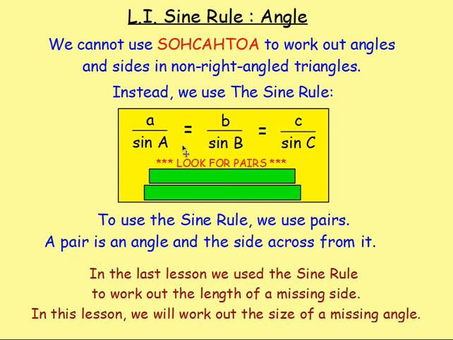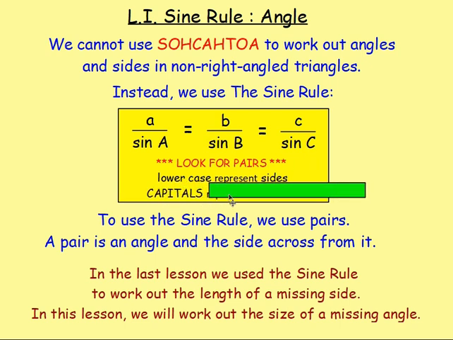In this formula here, we've got capital letters and we've got lowercase letters. The lowercase letters represent sides, so the sides are going to be at the top. And the capital letters represent angles. So we've got the side over sine of the angle equals another side over sine of the angle equals another side over sine of the angle.